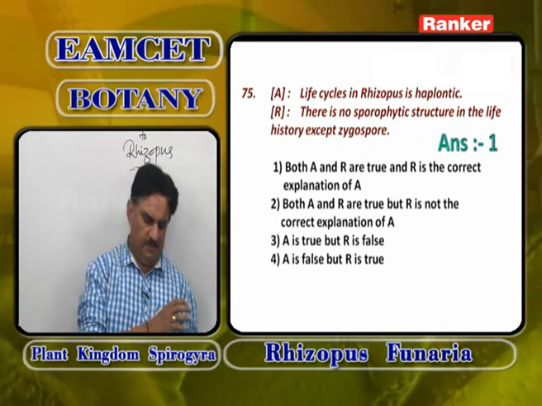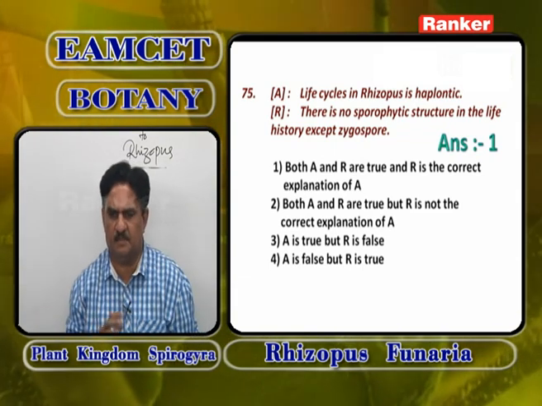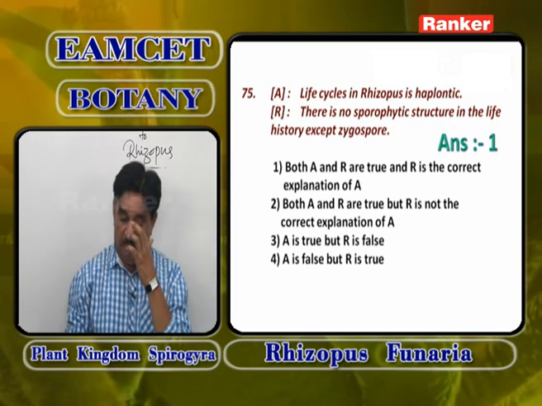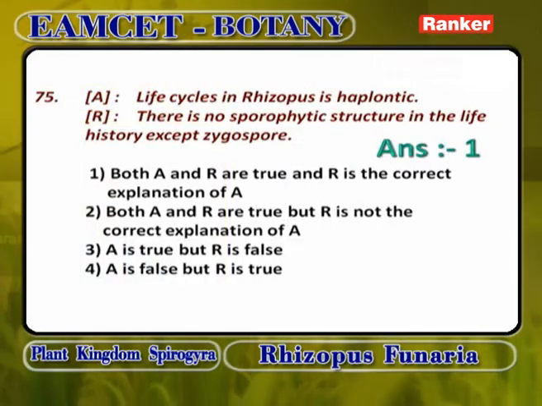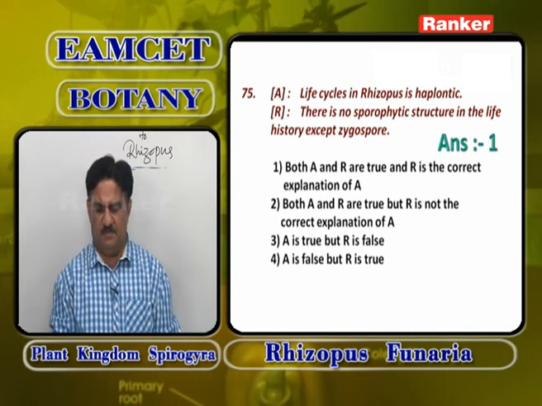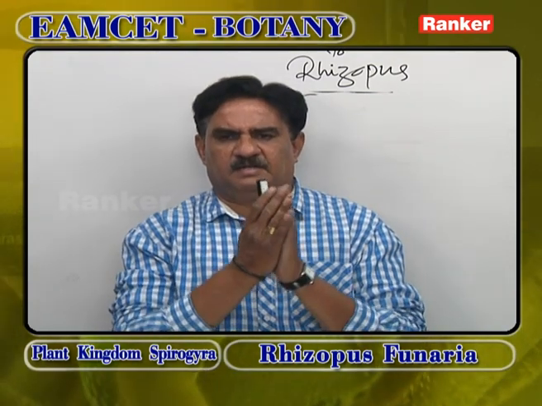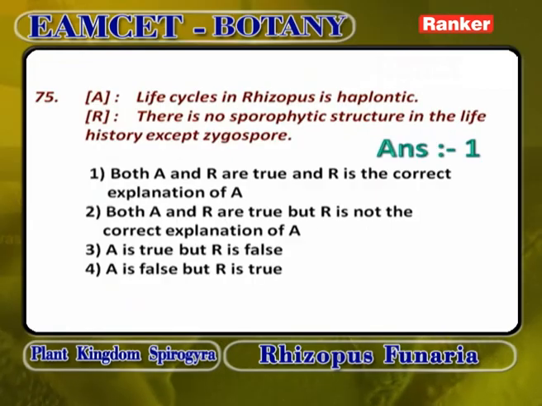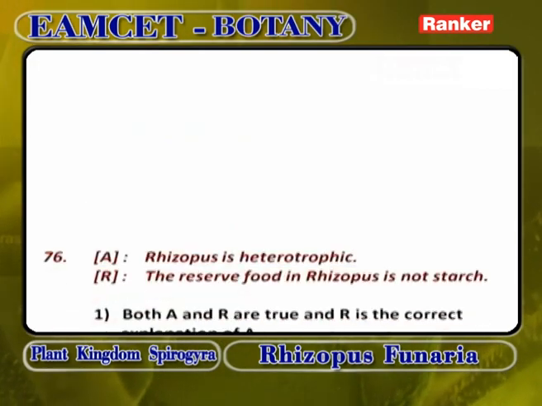All the stages, homothallism, heterothallism, compatibility, semi-compatible, self-incompatible, formation of aplanospore, formation of chlamydospore, formation of gemmospore, meiospore, all are haploid. No question of diploid sporophytic stages except zygospore. So, both A and R are correct. R is the correct explanation of A, first option.